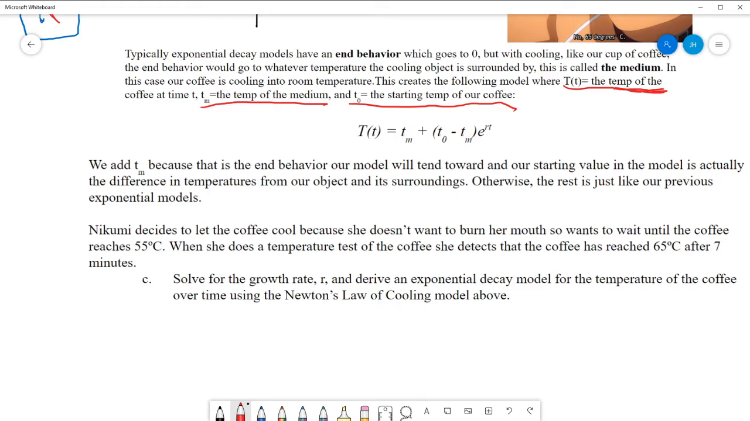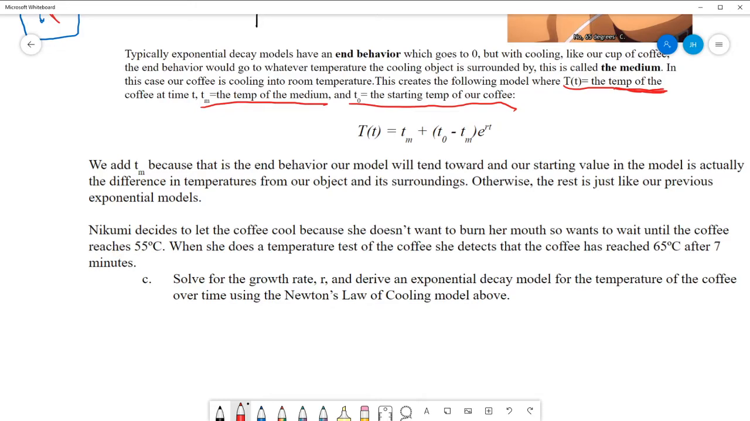Okay. So now, yeah, this formula looks crazy, right? It's a little bit intimidating, but it will actually work extremely similar to what we were doing before. Okay, guys. So here we said Nikumi decides to let the coffee cool because she doesn't want to burn her mouth, right? So she wants to wait until the coffee has reached 55 degrees Celsius. So our goal is 55 degrees Celsius. All right, that's going to come in later.